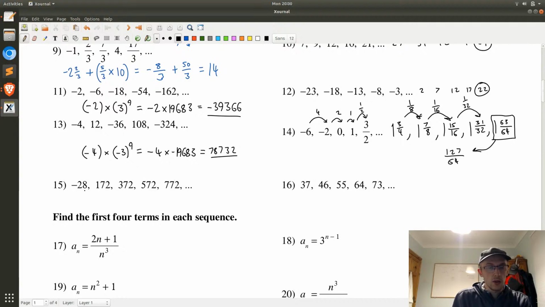Right. And who's next? 72, 72, 72. Well, it appears to be adding on 200 each time. So, like that. I mean, you're just adding on 1,000, of course, because it's 5 terms up from the 5th.